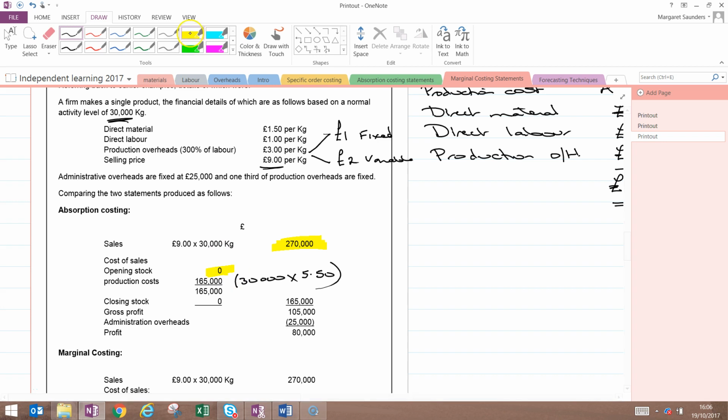Opening stock plus the production costs minus the closing stock gives the cost of sales. Sales minus cost of sales gives the gross profit figure, and we have not yet considered the administration overheads, so we need to deduct those, £25,000, and we have a profit of £80,000.